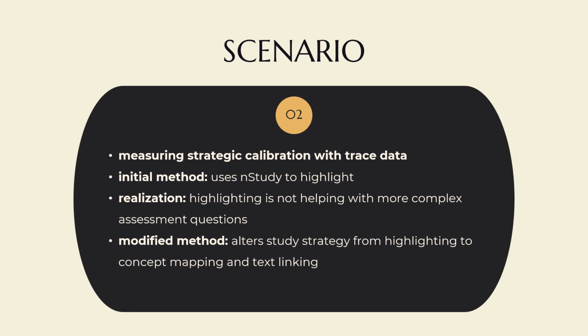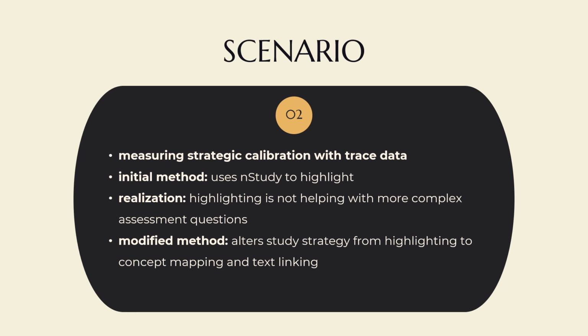This is not the end for Kathy, however. Kathy is able to use this information to her advantage. Kathy is able to recognize that her current study strategy is not conducive to how complex these new quiz questions are. What does Kathy do then? She adapts. She changes her strategy. So first of all, like in the beginning, she's highlighting. She's only highlighting.